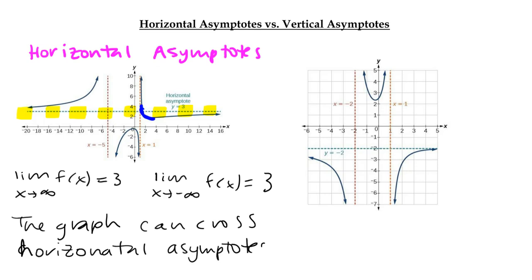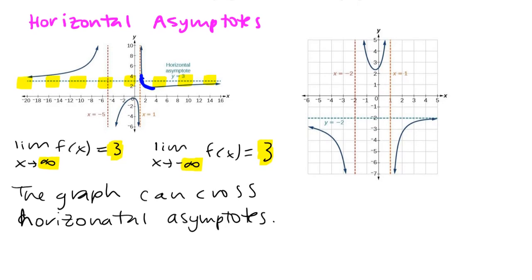Okay, that's going to be okay if that happens. And we'll look at why it's not okay in the next case. Okay, so horizontal asymptotes, again, we're looking as x goes to either positive or negative infinity, and the value that we get here is our horizontal asymptote, and it is completely legal for us to cross them.